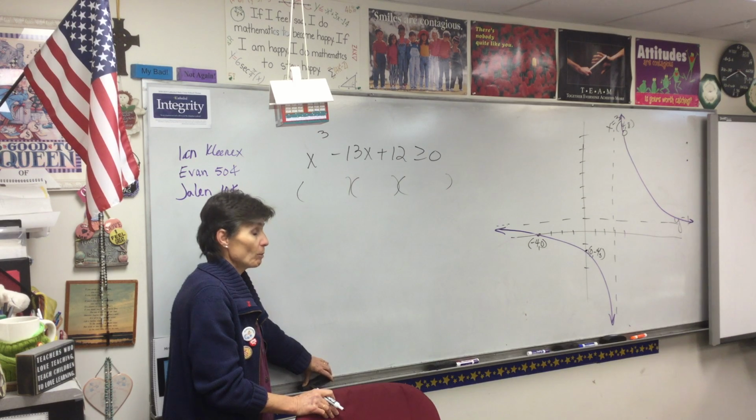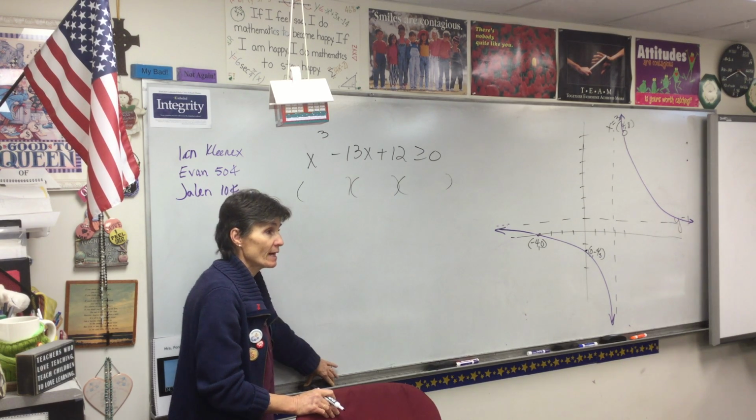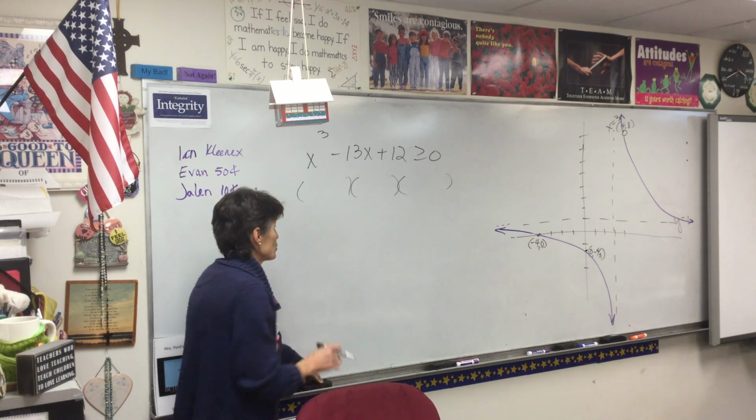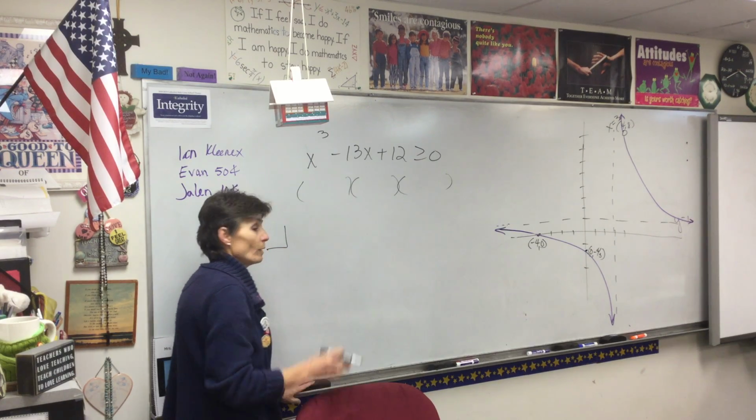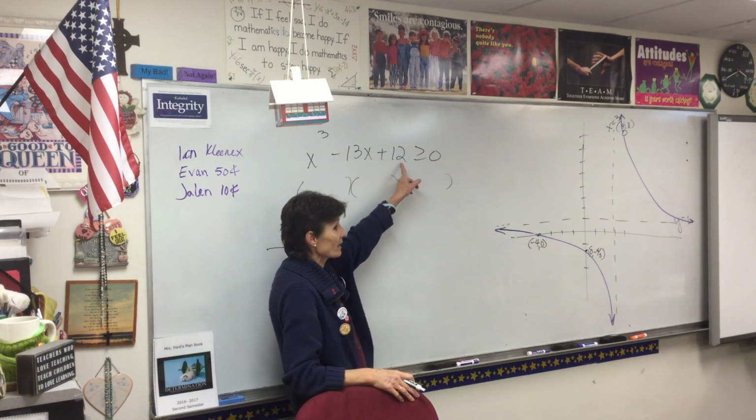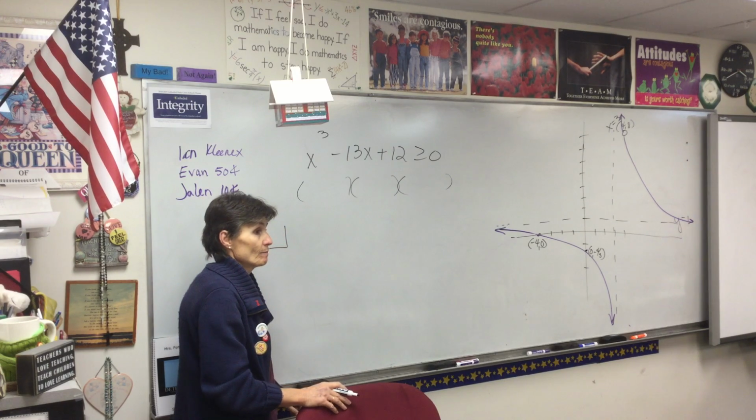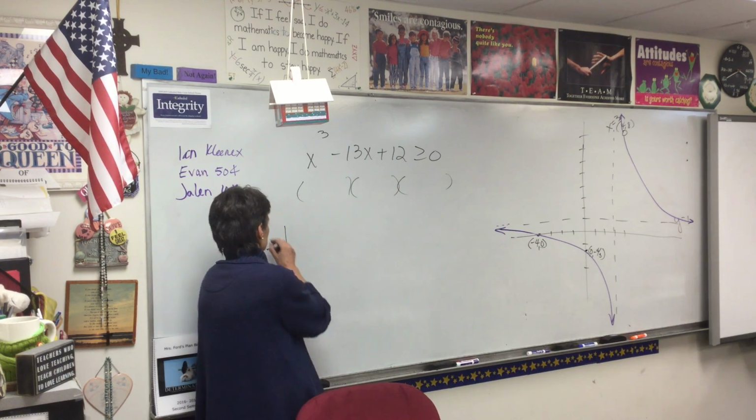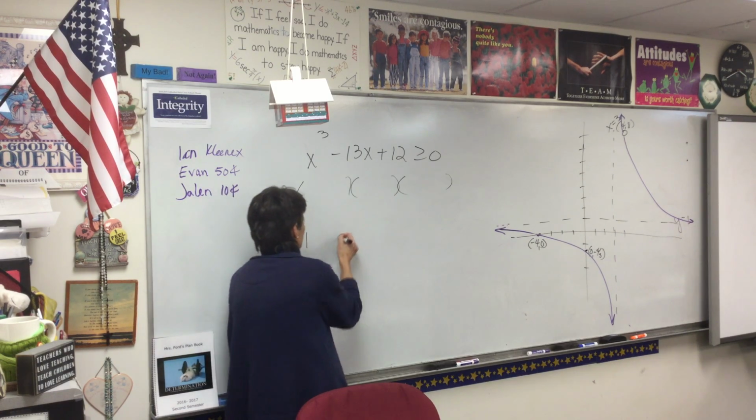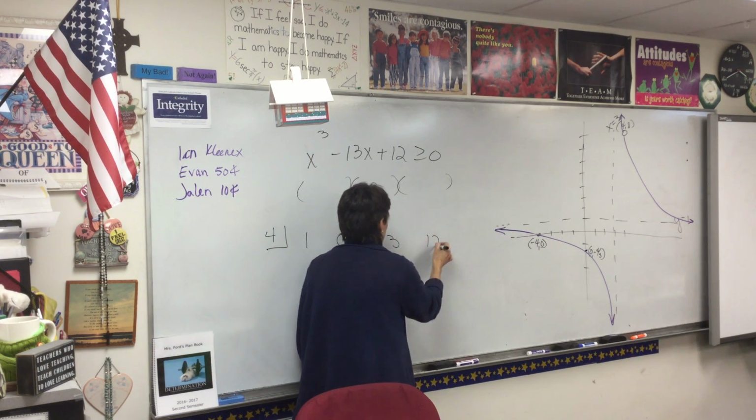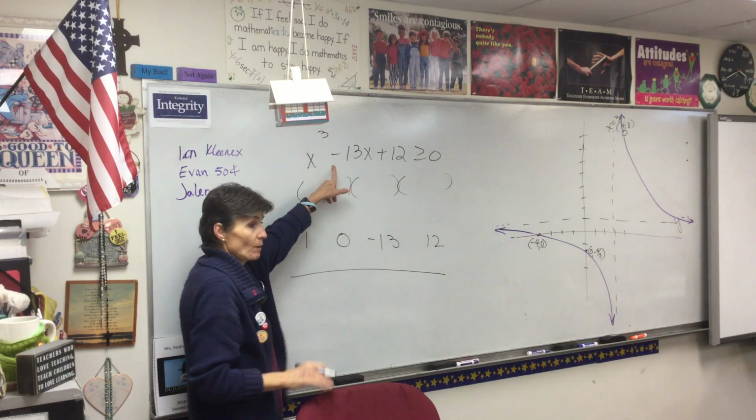So I'm going to start guessing. What process do I use to help me guess? Synthetic division. Now, what number do you want to guess first? It has to be a factor of 12. So 6? 4? Yep. Now, be careful. This one's trickier than the other ones because there's a 0 in here.